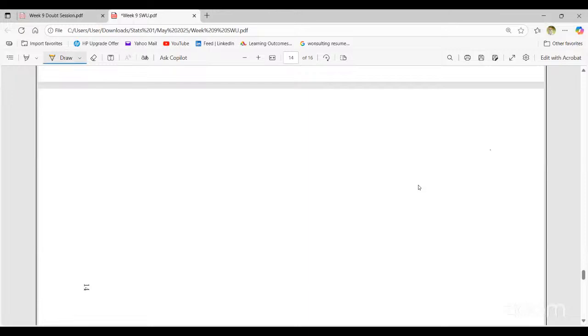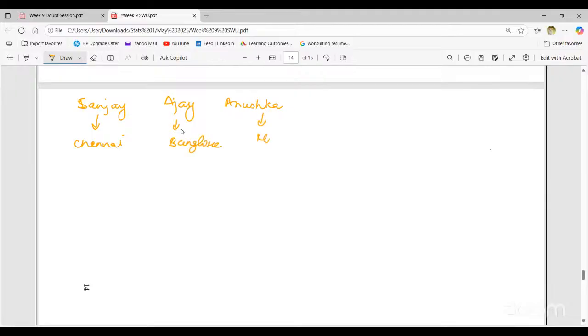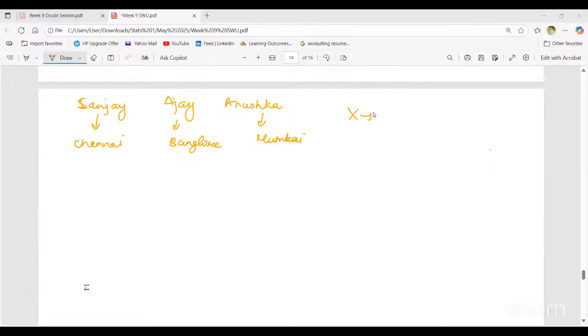Now, I have three people. The first person, I have Sanjay, Ajay, and what is the third name? Anushka. Now, Sanjay's favorite city is Chennai. Ajay's favorite city is Bangalore. And Anushka's favorite city is Mumbai. Correct? Now, what is the question they have been asking? That X is a random variable which denotes the number of employees assigned to their favorite cities.